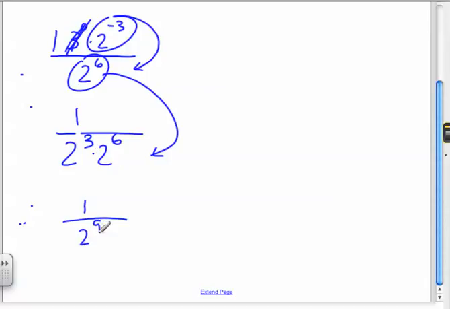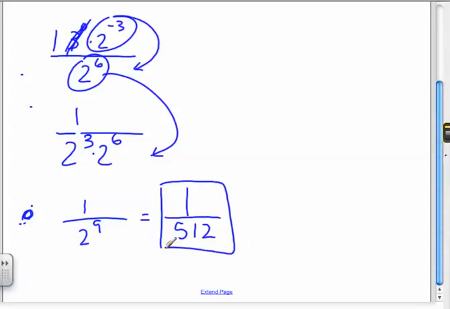Okay? Now, I'm going to go ahead and simplify this. I think they probably want us to. And I'm going to write this as 1 over... All right. Come on, smart board. Anybody know what it is? 512. 1 over 512.